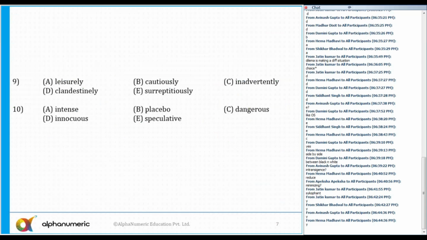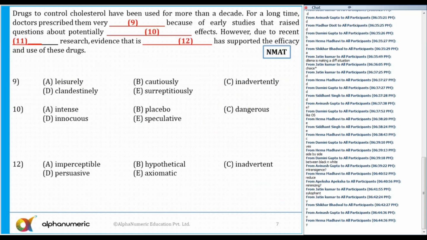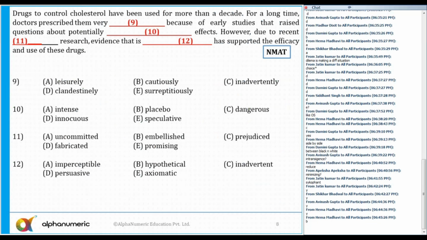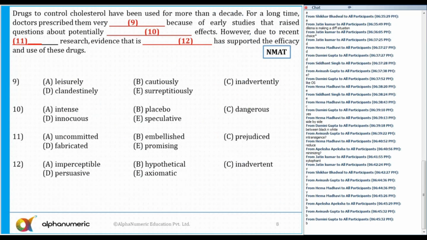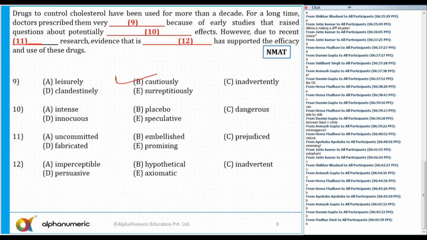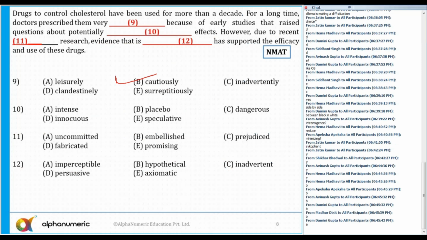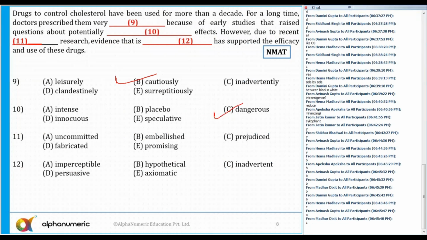Drugs to control cholesterol have been used for more than a decade. For a long time, doctors prescribed them very dash because of early studies that raised questions about potentially dash effects. So I think they must have prescribed it cautiously, isn't it? They prescribed it cautiously because studies must have raised questions about potentially dangerous effects. Effects probably were dangerous. That is why they were prescribing it cautiously.